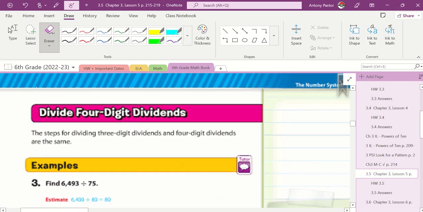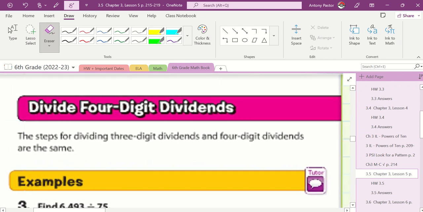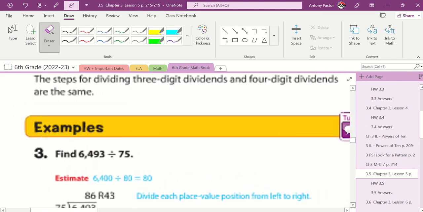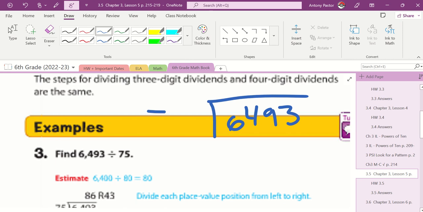And 4-digit dividends. The steps for dividing 3-digit dividends and 4-digit dividends are the same. So let's give you an example. Let's find this. Okay, this is a good one. I would still set it up the exact same way. 6,493 divided by 75.